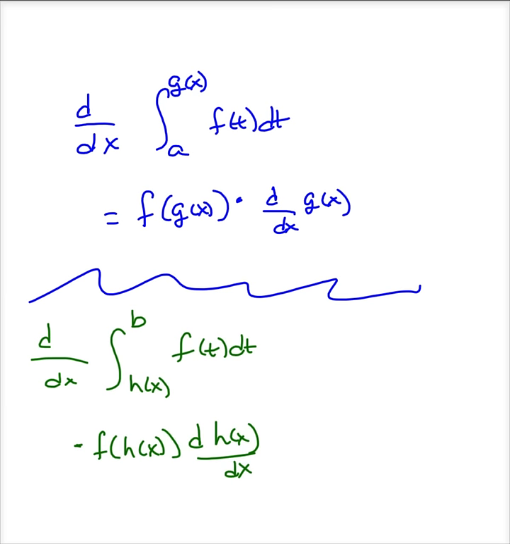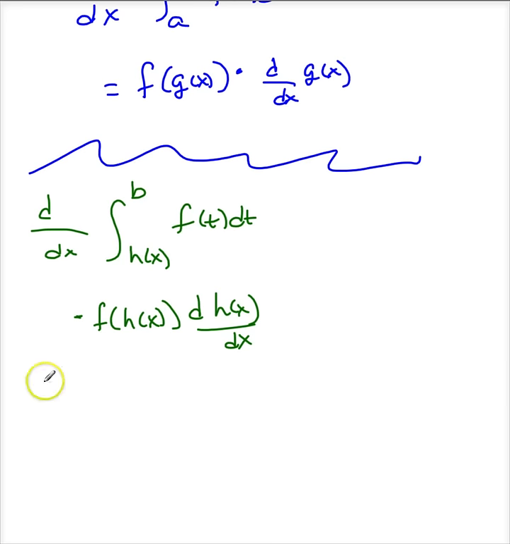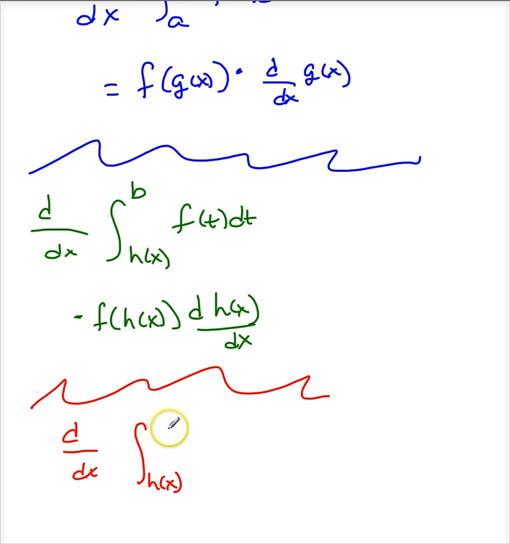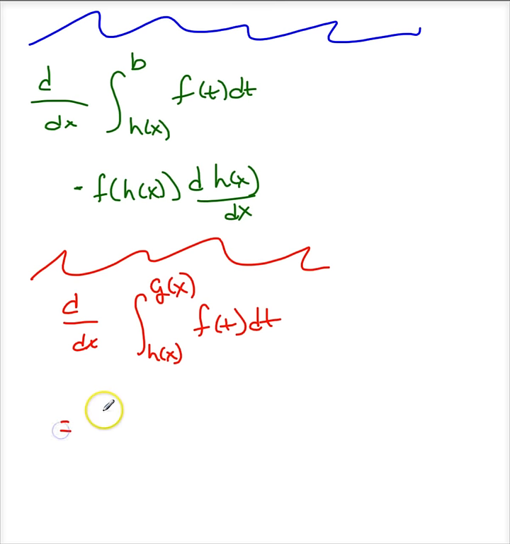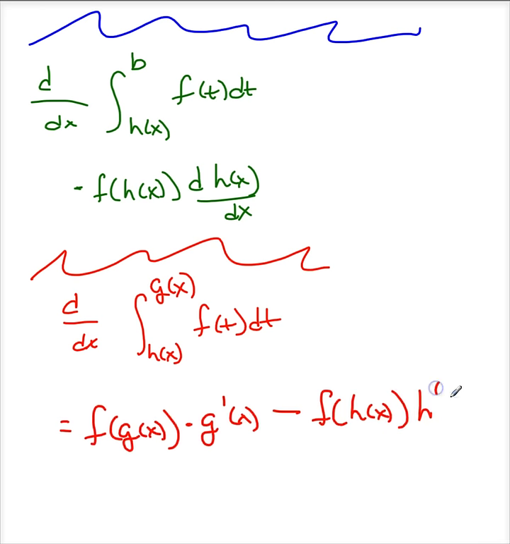Now we can get really, really wild. What do you do when I want the derivative with respect to x of the integral from h of x to g of x? So these can be completely independent functions of f of t dt. Well, this is going to be f evaluated at g of x times g prime of x minus f evaluated at h of x times h prime of x. Have this written in your notes for class.